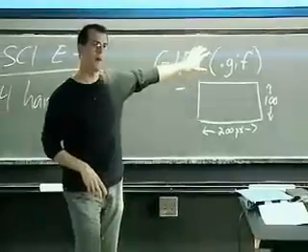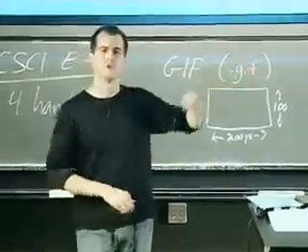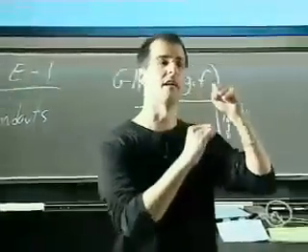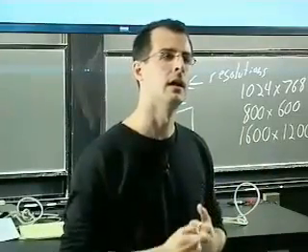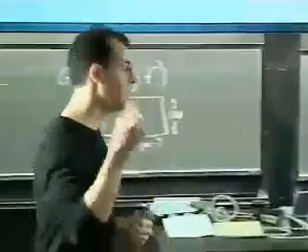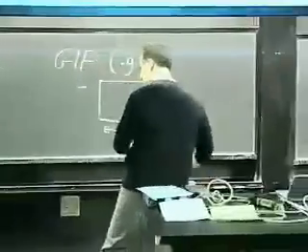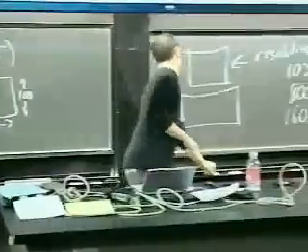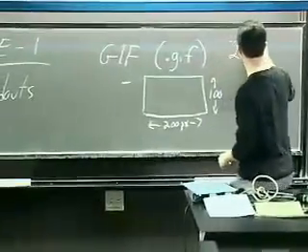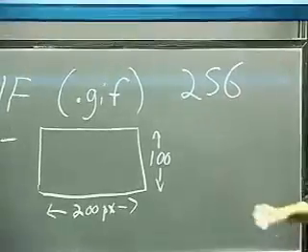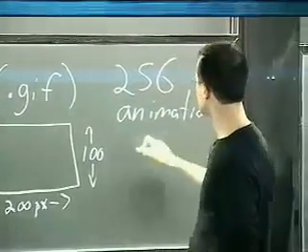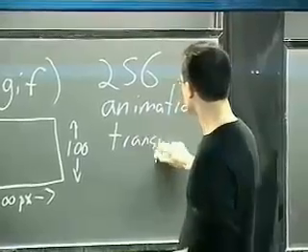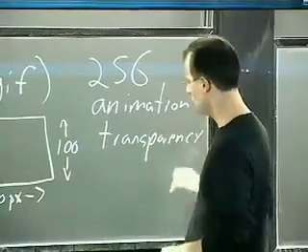How many possible colors are there for the GIF file format? In other words, each dot in a GIF, how many different colors can it be? All right, good. So that was one of the things I rattled off earlier. GIFs are capable of, let's say, 256 colors. They are also capable of animation, and they are also capable of transparency.